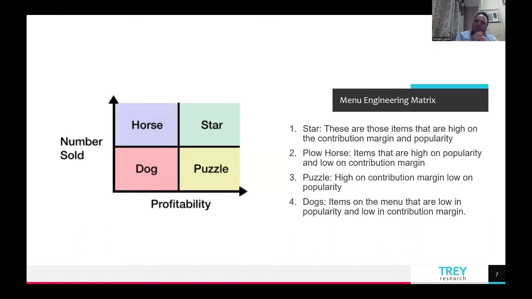Dogs are your least selling items, and they are also not very cost effective. Puzzles are those which are probably not selling high in numbers at your restaurant, but they definitely have a high profit margin. A very typical example of a puzzle is your soup category. Soup is one of those categories which is really low in food cost. So we have to design the menu in such a way that soups sell more because they are high margin items. They might not be selling high, but that's what your menu design needs to ensure. Okay, next please.